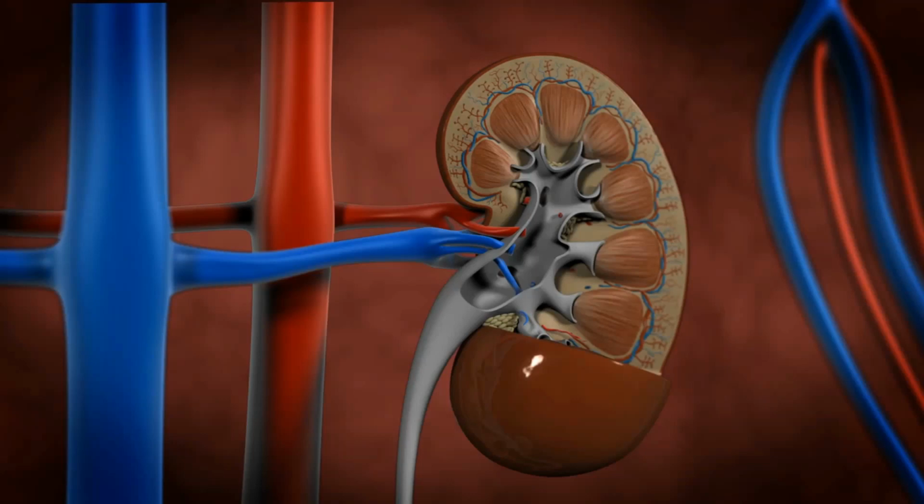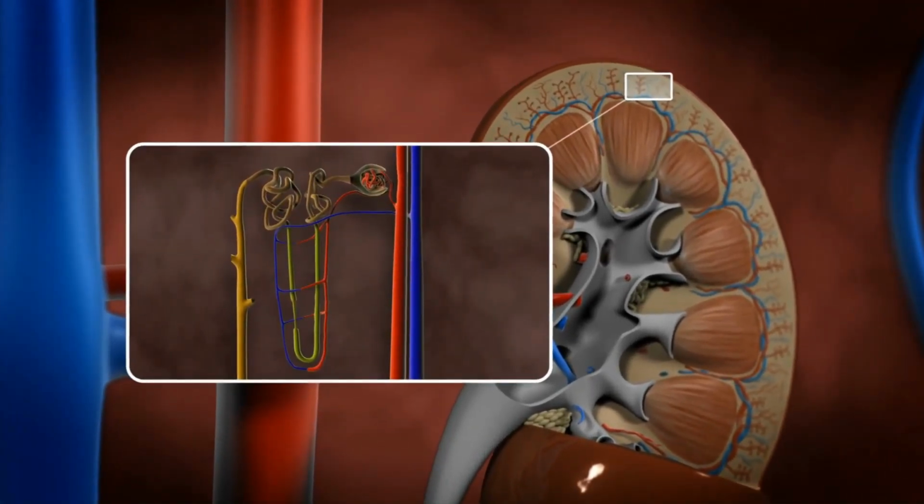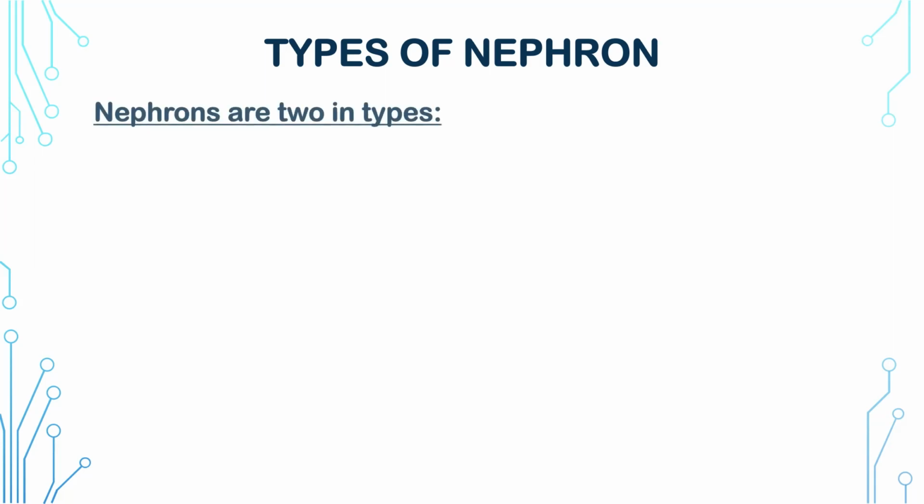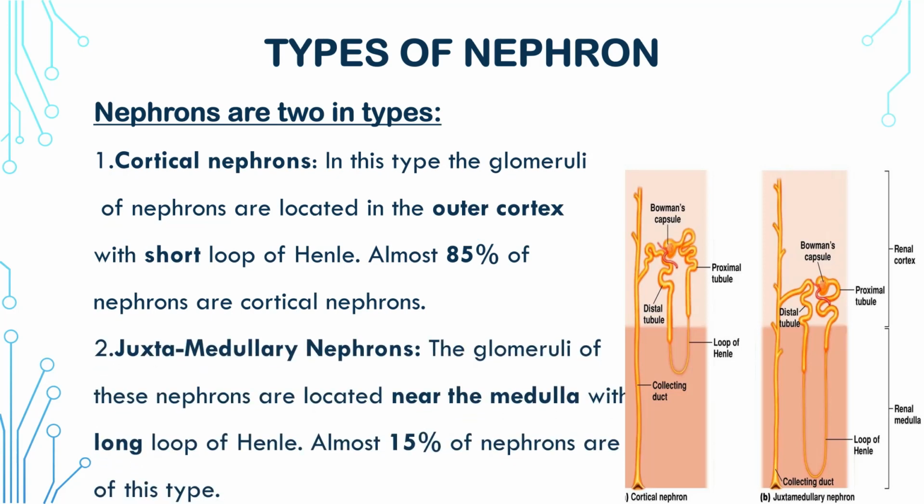You can see in the picture, as it is a macroscopic view, there is the pelvis, calyx, renal pyramids, and blood vessels. If you zoom in a little bit, you can see the nephrons, which are called the functional unit of our kidneys. Each of our kidneys consists of around 1 million nephrons, which are responsible for our excretion. And these nephrons are of two types: cortical nephrons and juxtamedullary nephrons.